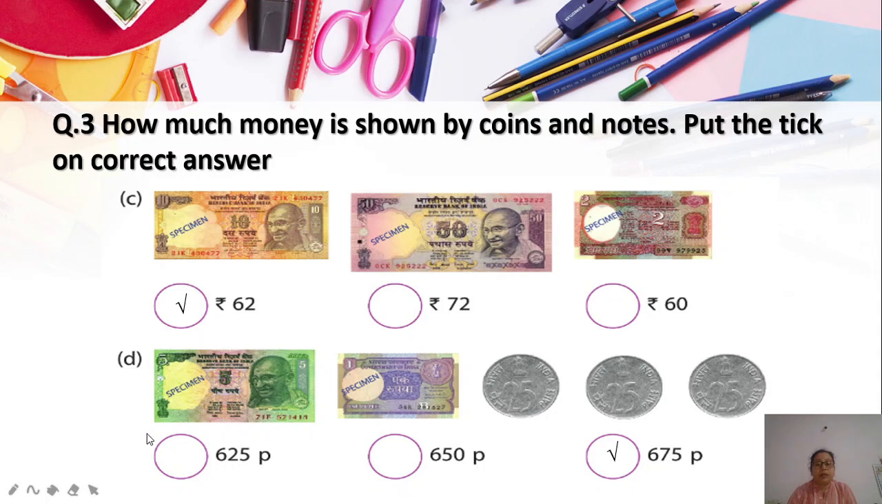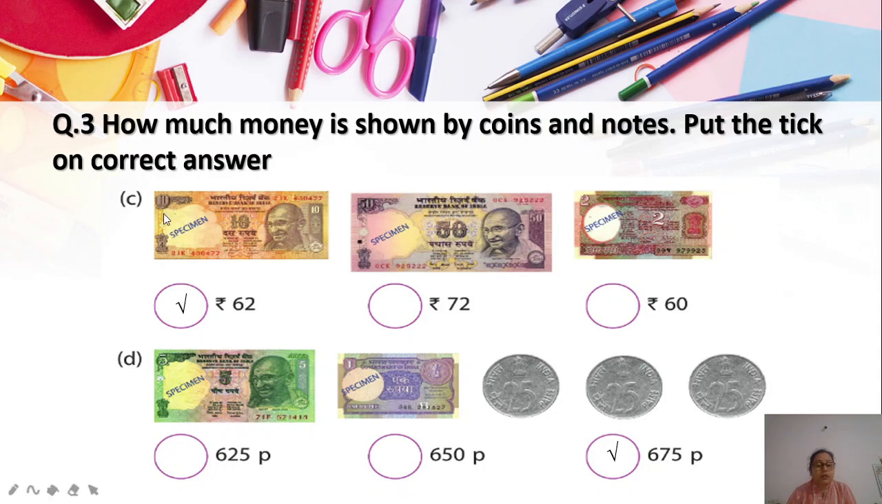Now question number 3 says, how much money is shown by coins and notes? Put the tick on correct answer. So you can say that in regular life many times we are counting the money. So how do we count the money? We are just firstly holding one note and then we are adding their amount.